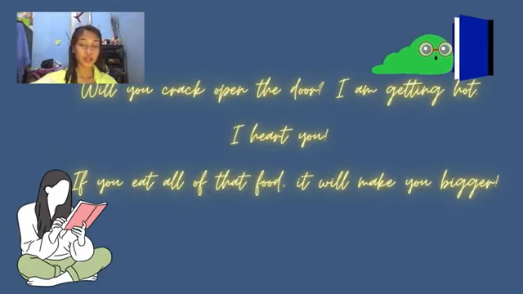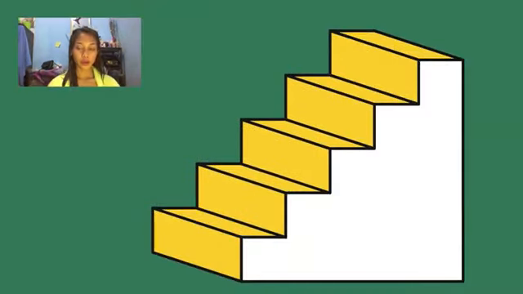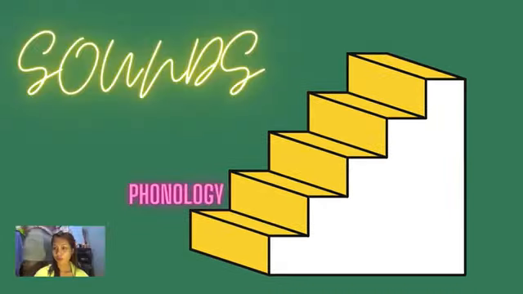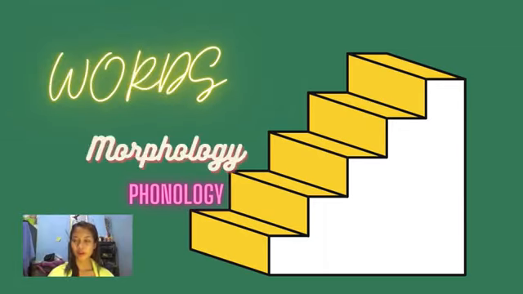Now we have here three sentences. Will you crack open the door? I am getting hot. I heart you. Third, if you eat all that food, it will make you bigger. Now, we have here a staircase. Before going to the peak, you need to take a step first. Now, these are all related to the levels of language or linguistics. First, we have phonology. This is the level of sounds. Now that we learned the level of sounds, we have morphology. This is the level of words and endings.